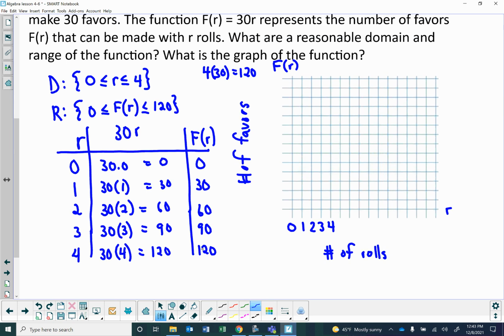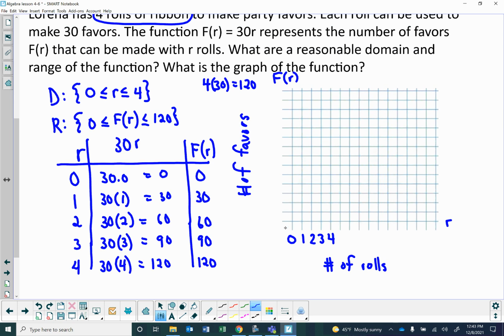So I'm thinking, let's see. 0, 10, 20, 30, 40, 50, 60, 70, 80, 90, 100. Yeah, I can count by tens. I'm going to label every other one, but I'm counting by tens. So there we go. I've labeled my axes. I have given you my scale, and now I'm going to graph it.